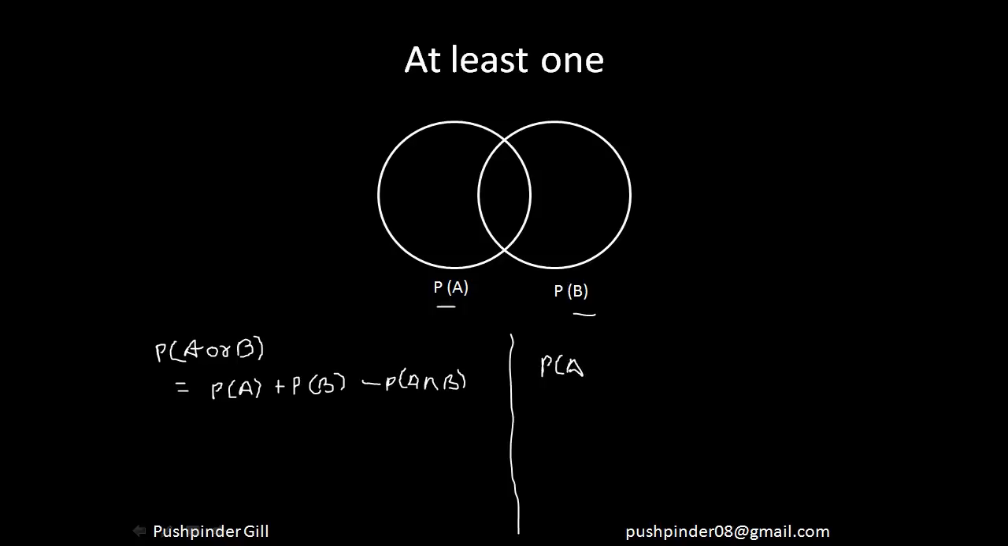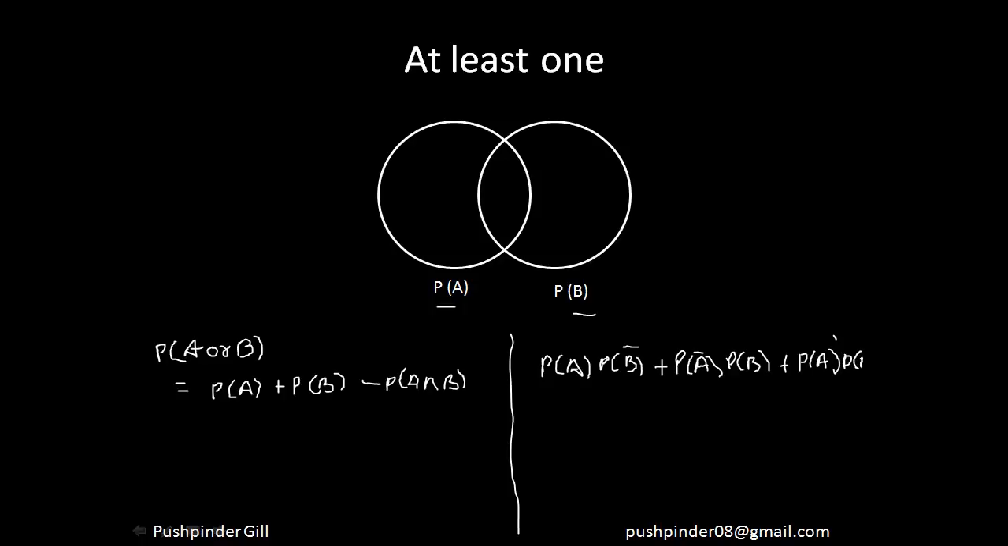So you can say that either A happens and B does not happen. This is one scenario. Or A cannot happen and B can happen. Or there is one last scenario, that both of them together can happen.